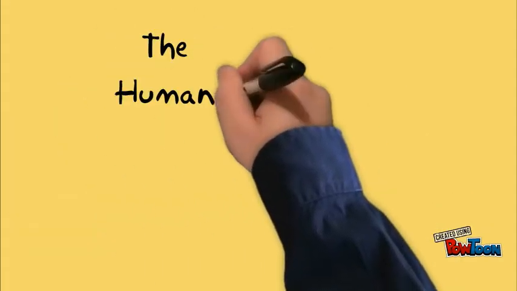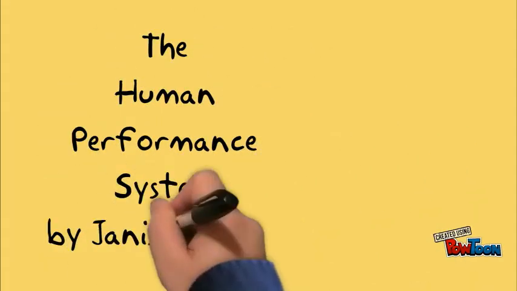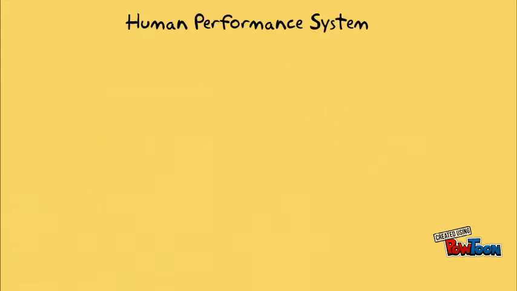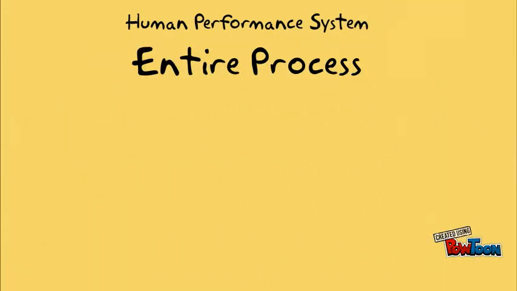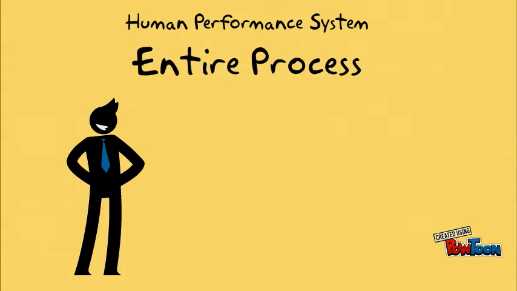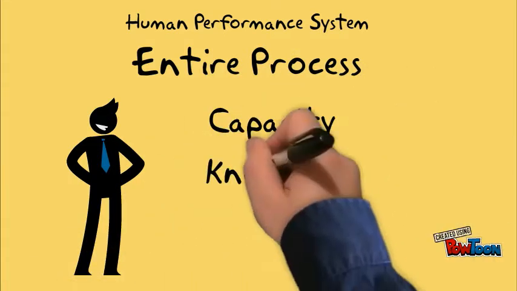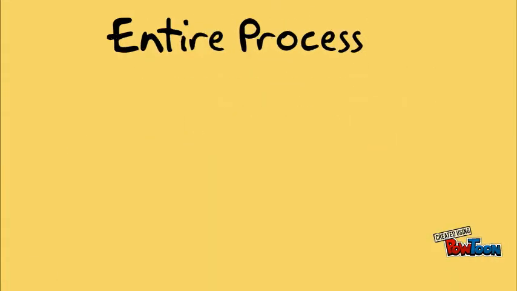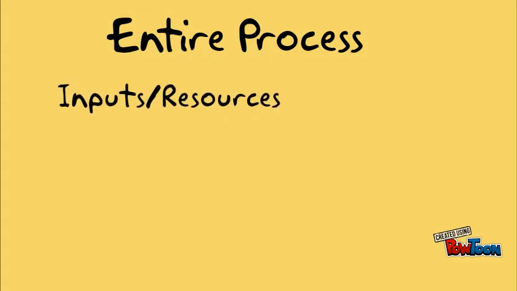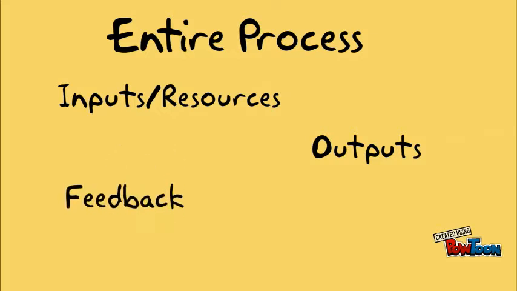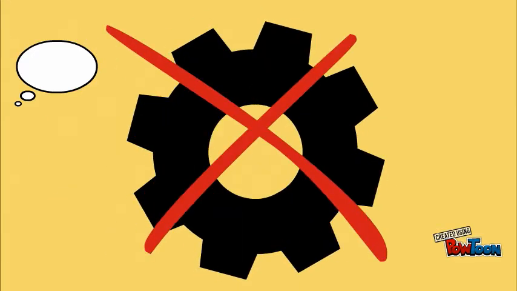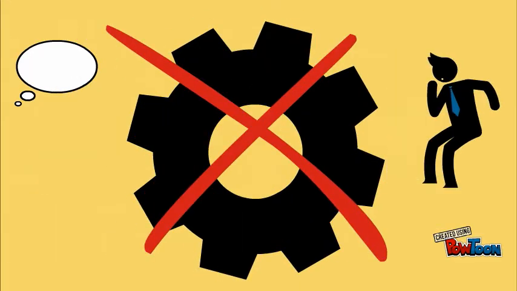The Human Performance System is a powerful management tool. The premise of the Human Performance System is that we look at the entire process, beginning with the performer, including the performer's capacity, knowledge, and skill. Then we consider the inputs or resources provided by management, outputs, feedback by management, and consequences. Most important to remember, when there is a system failure, the performer should be the last factor considered.